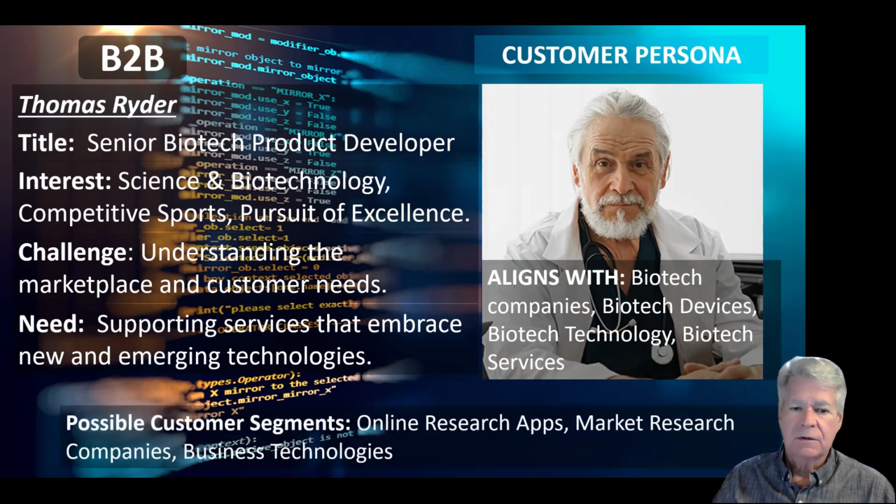Possible customer segments include market research companies and business technologies more generally. Prospects in this customer segment are more likely to buy when they have a specific need, but innovative technologies are more likely to catch their attention.